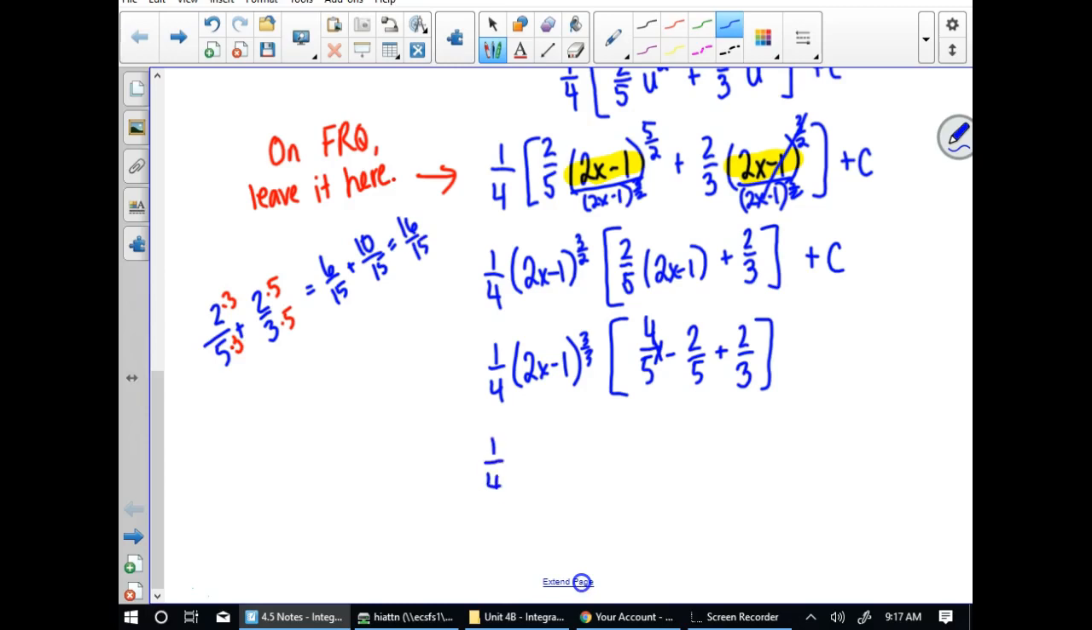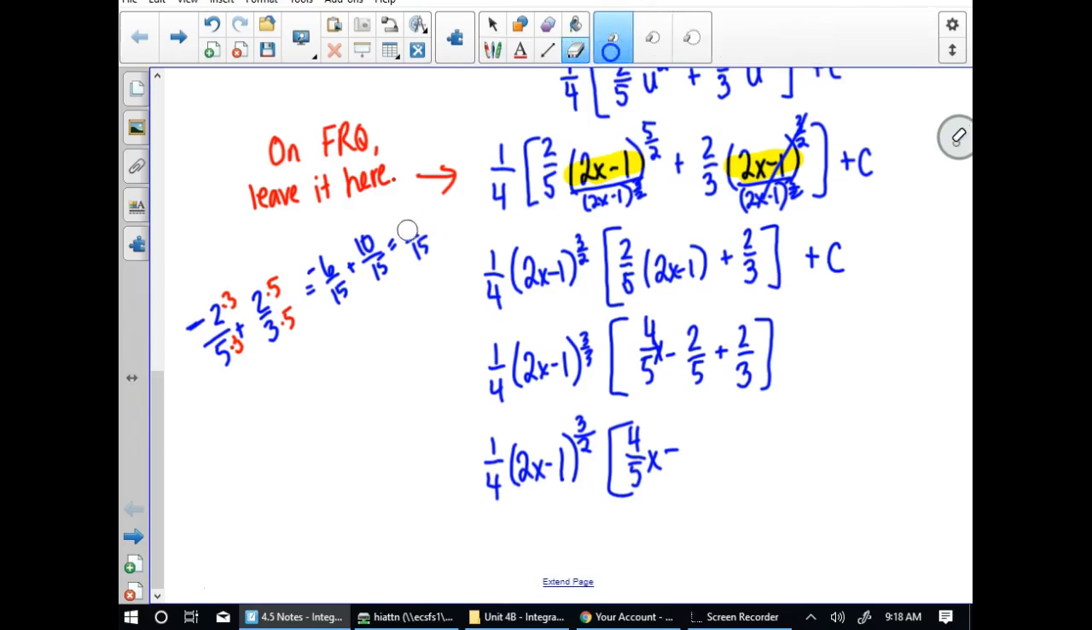So 1/4 (2x minus 1) to the 3 halves times 4/5 x minus, oh wait, one of them's negative, it's not 16. The 2/5 is negative, so that's a negative 6, so it should be 4 over 15. So minus 4 over 15, like so. And then they may take this, they might leave it like this.